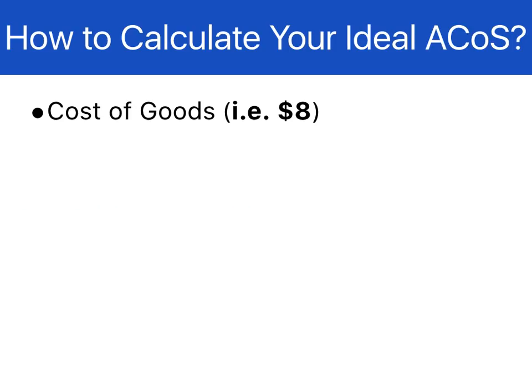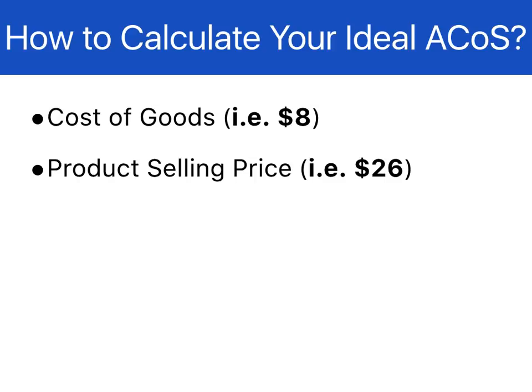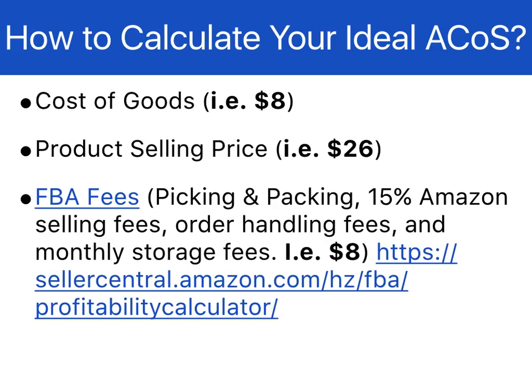Now, how do you calculate your ideal ACOS? Here is the information you will need in order to understand what number works for you so you don't make a loss, or I should say break the bank. The first is the cost of goods. How much did you pay for the product? For instance, I've used $8 in this example. Next, you need your product selling price. Let's say you're selling your product for $26 on Amazon.